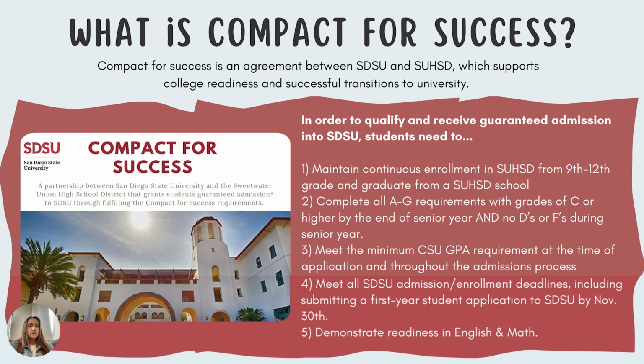One is maintain continuous enrollment in Sweetwater from 9th to 12th grade and graduate from a Sweetwater school. They must complete all A through G requirements with grades of C or higher by the end of senior year, with no Ds and Fs during senior year. Meet the minimum CSU GPA requirement at the time of application and throughout the admission process. Meet all SDSU admission and enrollment deadlines, including submitting a first-year student application to SDSU by November 30th of that year, and demonstrate readiness in English and math. If you have more questions about this, please ask your Sweetwater High School counselor, but this is a fantastic program.